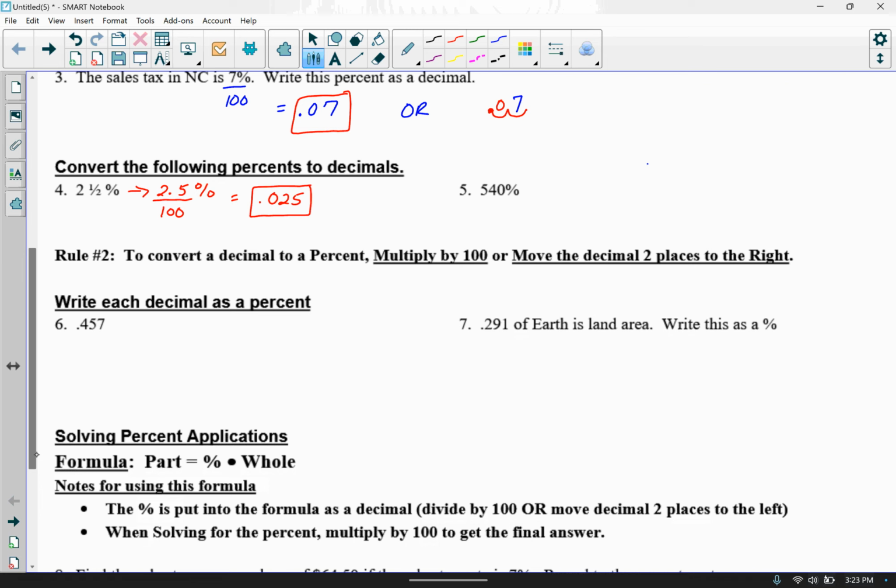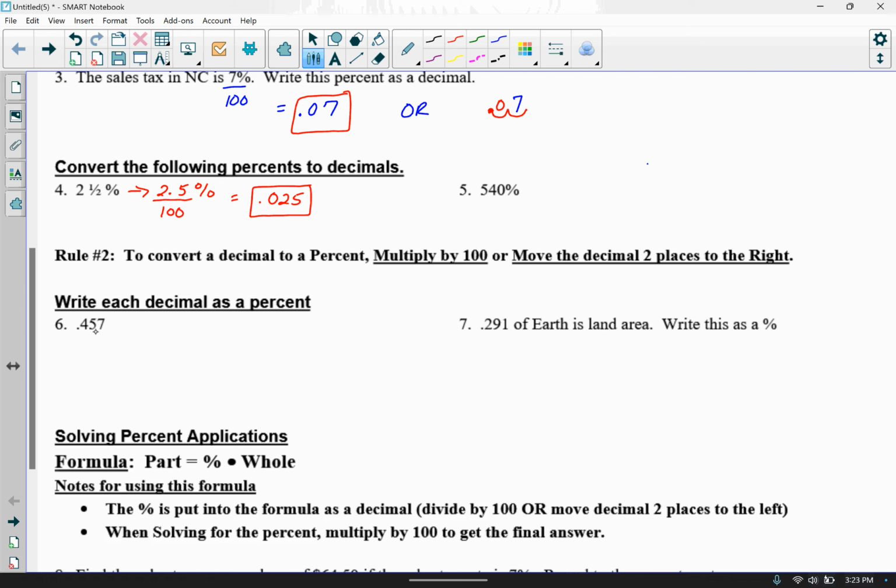And before that, I'll pick up our next rule. The next rule says that if we want to convert a decimal to a percent, so basically undo what we just did, you can go about that one of 2 ways. You can multiply it by 100, because think about it, you're undoing it. Instead of dividing now, you want to multiply by 100. Or you can move that decimal 2 places to the right.